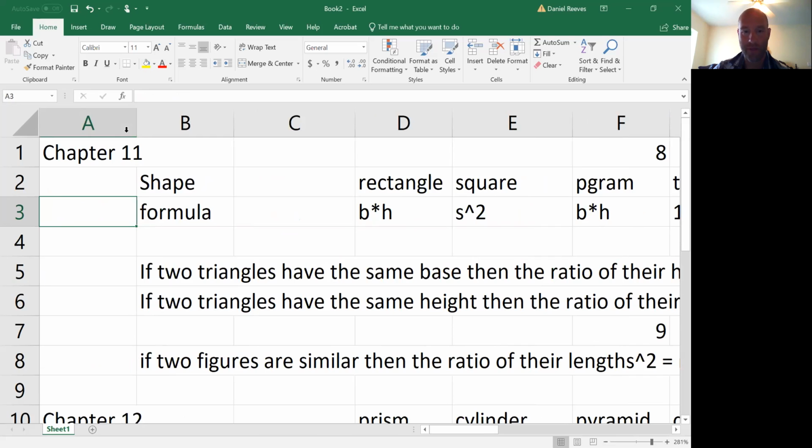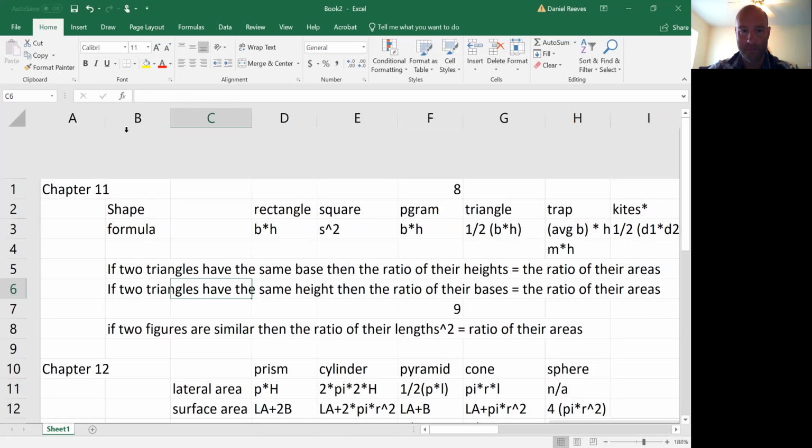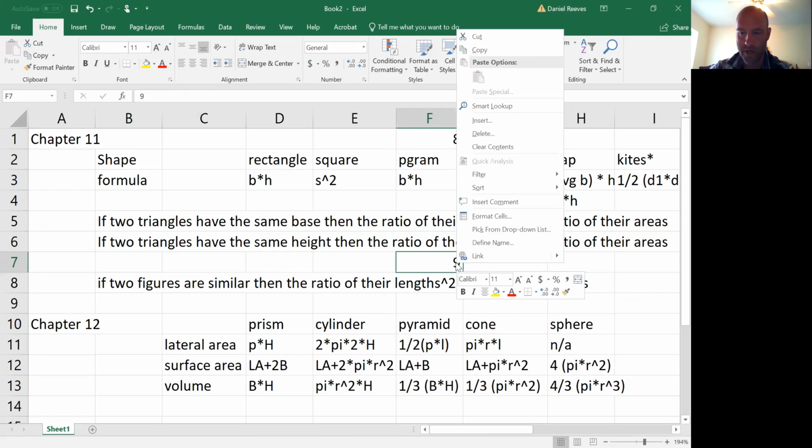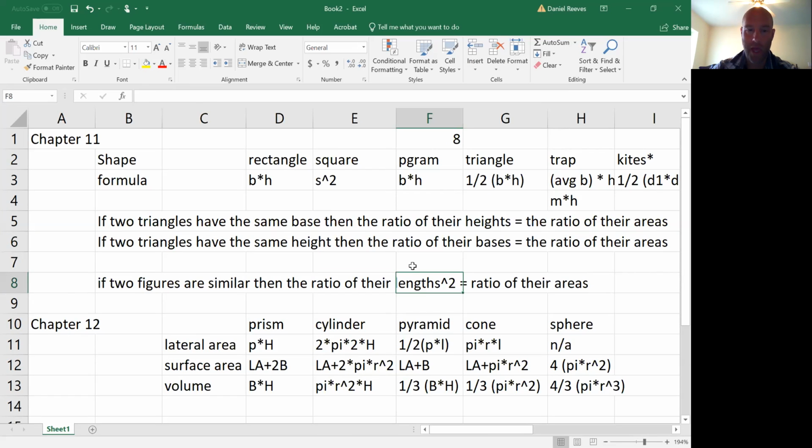There were 3 theorems. Let's see if we can squeeze them onto the screen here. If two triangles have the same base, then the ratio of their heights is equal to the ratio of their areas. Or if they have the same height, then the ratio of the bases is the ratio of the areas. I don't know what this random 9 is doing floating around here. See if I can delete that. Delete. And if two figures are similar, then the ratio of their lengths squared is the ratio of their areas. And that one comes back to us a little bit in chapter 12.